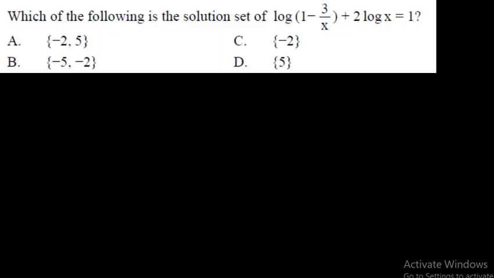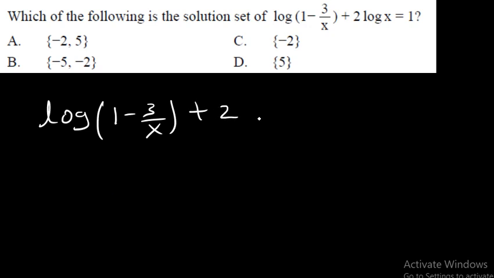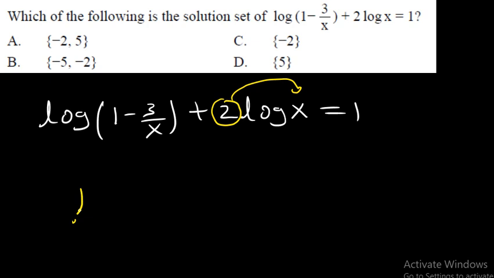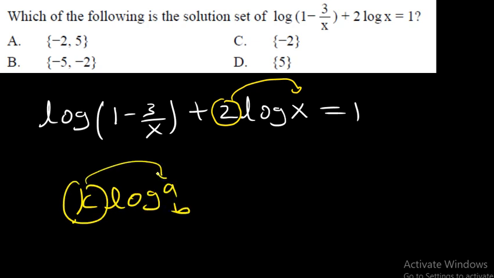The next one, it's logarithm. It says logarithm of 1 minus 3 over x plus 2 times logarithm of x is equal to 1. So first of all, the coefficient of the logarithm can become the exponent of the argument. There is a rule: if k times logarithm of a to the base b, this k can be brought up to be logarithm of a to the power of k to the base b.